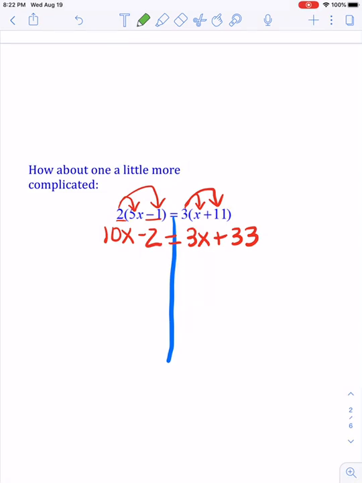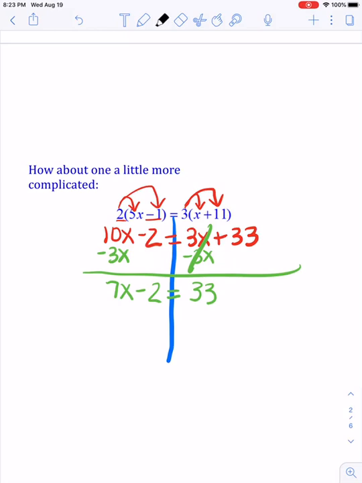So you've got to think, should I move the 10x or should I move the 3x? Hopefully you're thinking, well, it's probably better to move the 3x, just because then I keep my coefficients positive. Again, it doesn't matter. I just don't like dealing with negative numbers. So I get 10x minus 3x, so 10 minus 3 is 7, so I get 7x minus 2 is equal to, it looks like I'm left with 33.